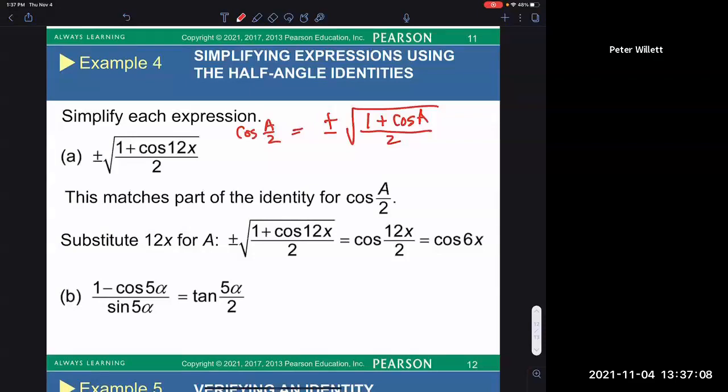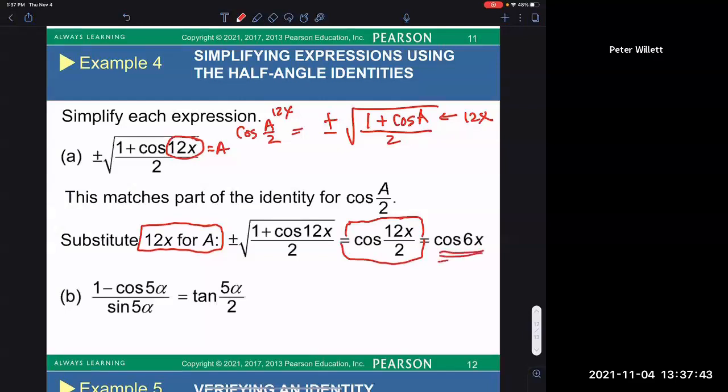And so what we would want to recognize is that in the expression they gave us, 12x is a. That's the part in here, that's 12x. And so to convert that over to the left side here, we would substitute 12x for a. And that means over here, we'd have cosine of 12x divided by 2, which they get there. And then, of course, we can simplify that by saying 12x over 2 is just 6x to get their answer. So the key to that is first recognizing that it matches part of the identity, that we have a plus or minus of a root 1 plus cosine of some angle over 2. And then we just convert that angle A into 12x to apply the identity.